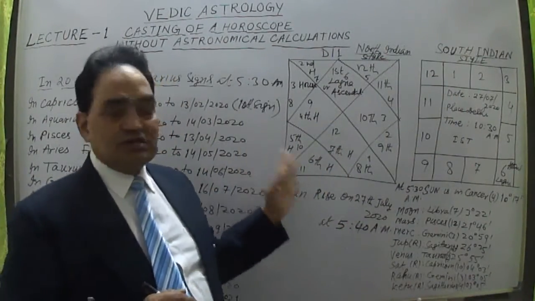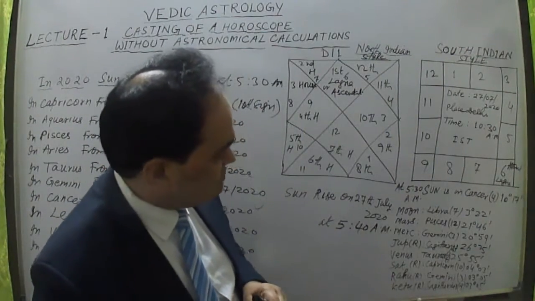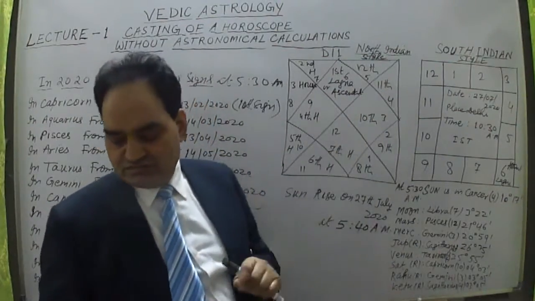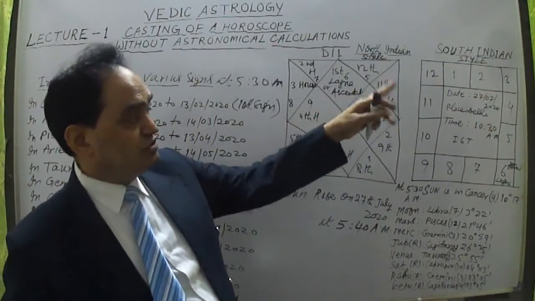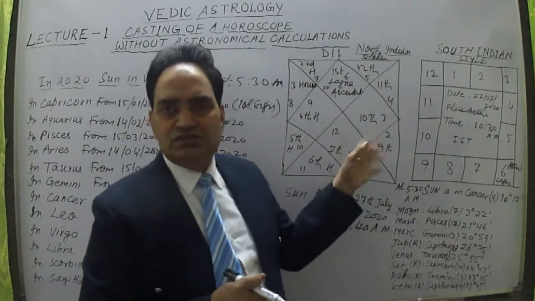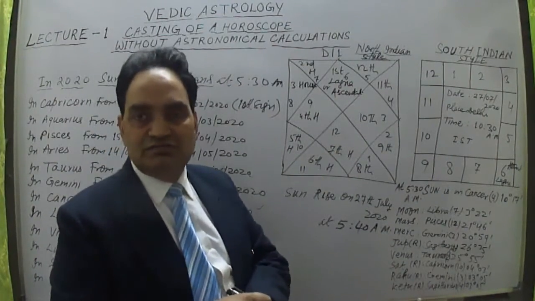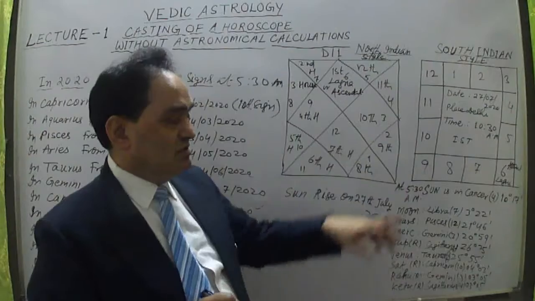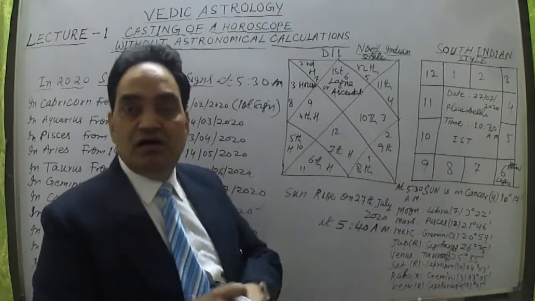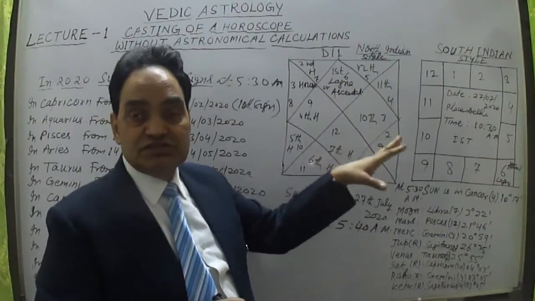Now let me change the sign here. What is the basic difference between South Indian style and North Indian style? Here houses are fixed, their signs are fixed. Signs are kept in 1, 2, 3 like that. In the other style, the houses are changed. The first house is known as Lagna sign. The Lagna sign was in Virgo sign, Kanya Rashi. That was ascendant, first house.